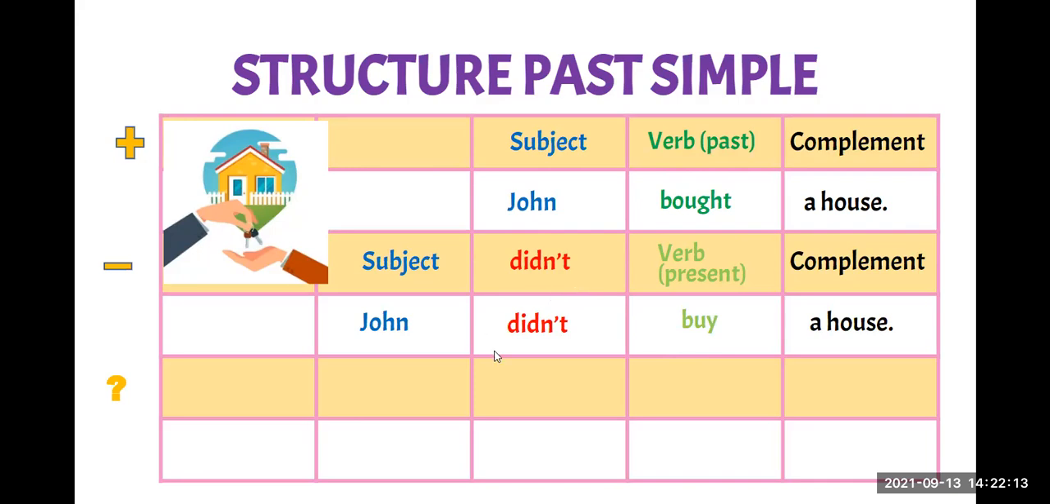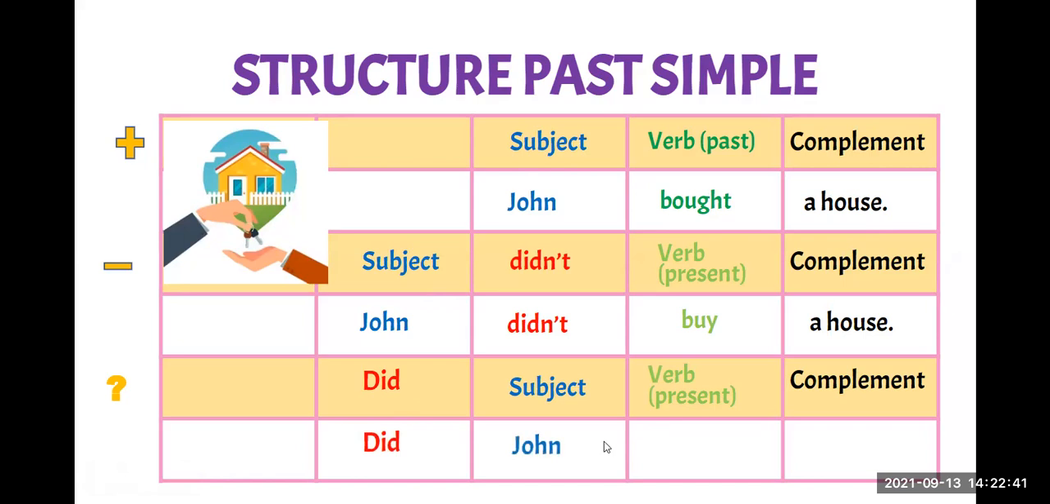Yes, first the auxiliary verb, did. After the auxiliary verb, the subject, John. After the subject, the verb, not in the past anymore. And then the complement, right? What is the question for this sentence? Did John buy a house?